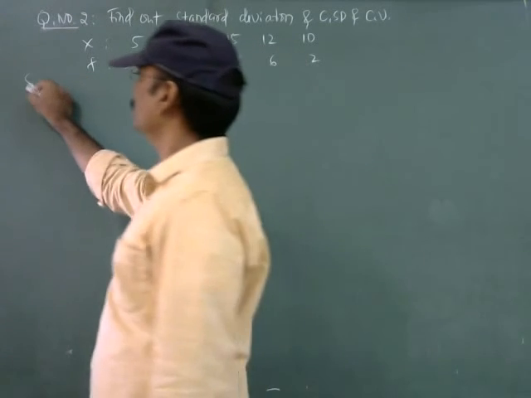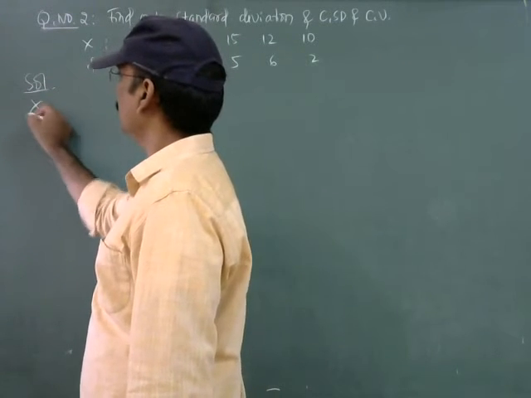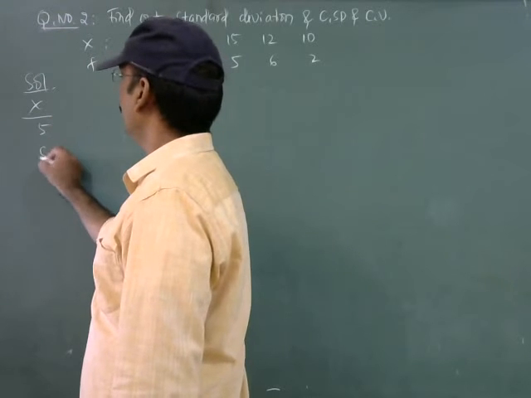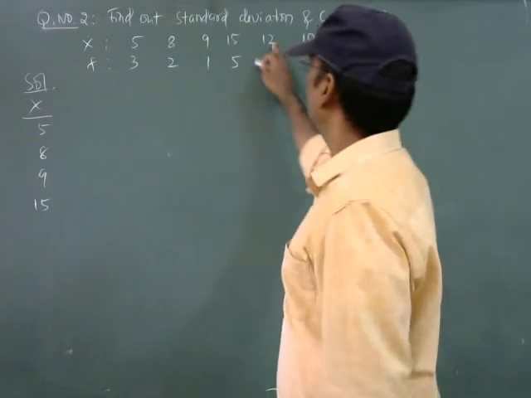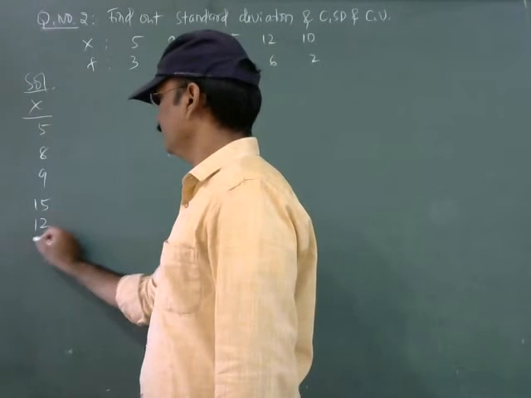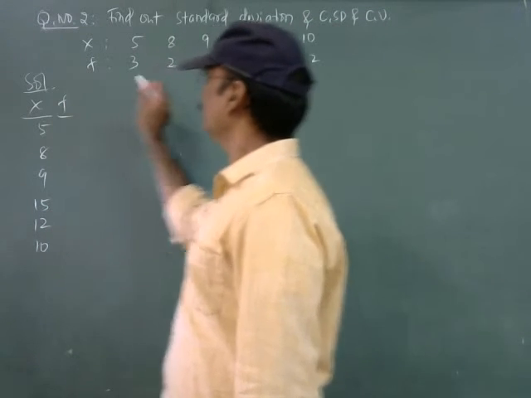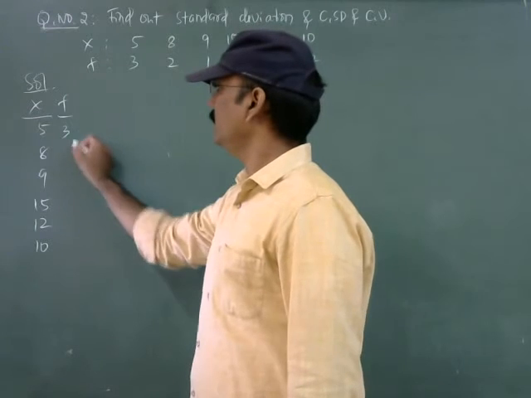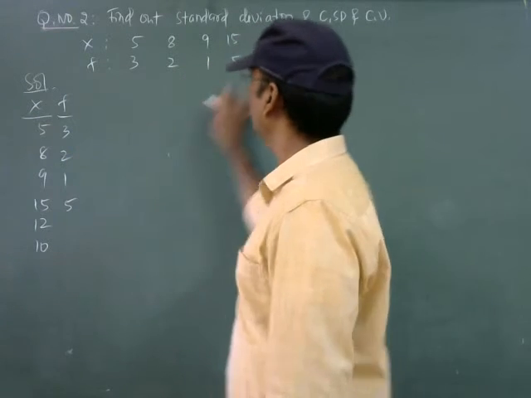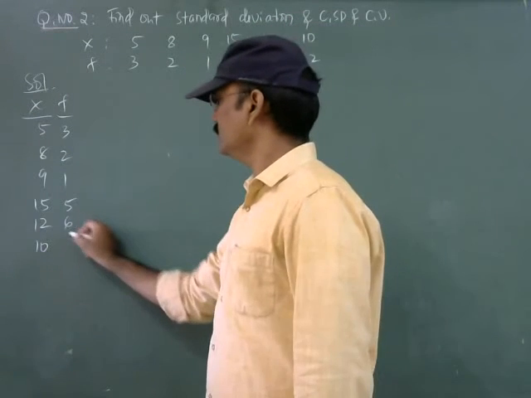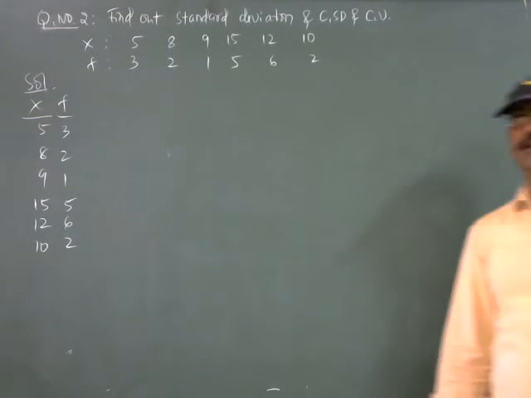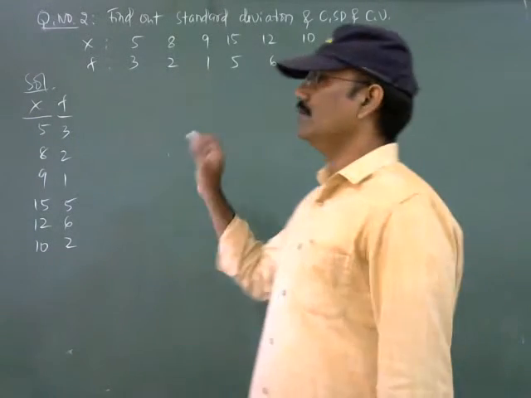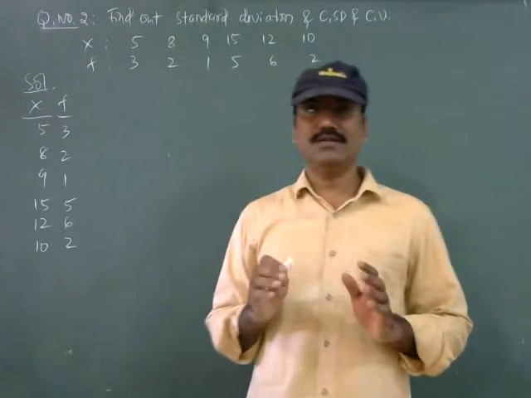Solution: x is 5, 8, 9, 10, 15, 12. And what is your frequency? 3, 2, 1, 5, 6, 2. So these are the variables. Now you need to find the standard deviation.